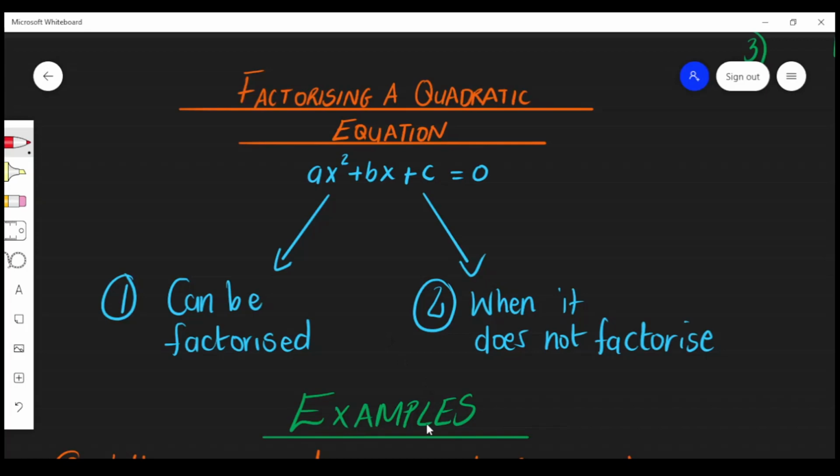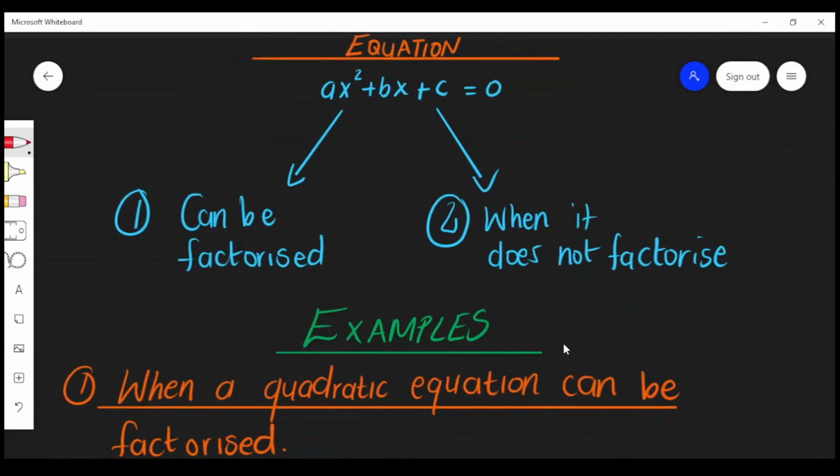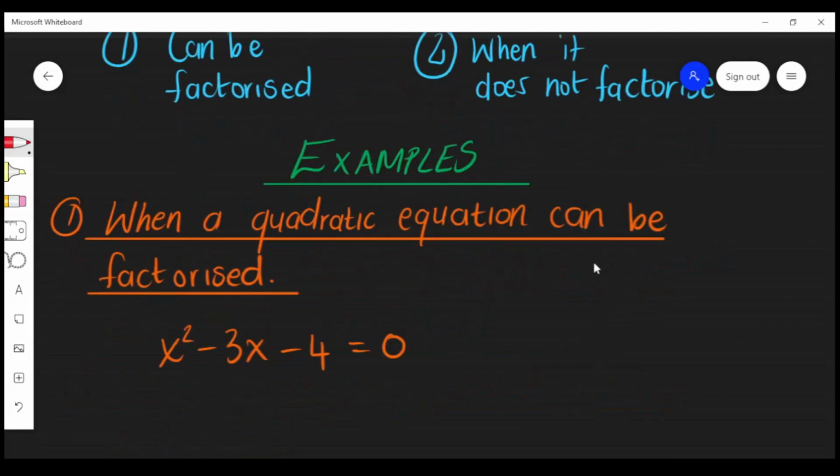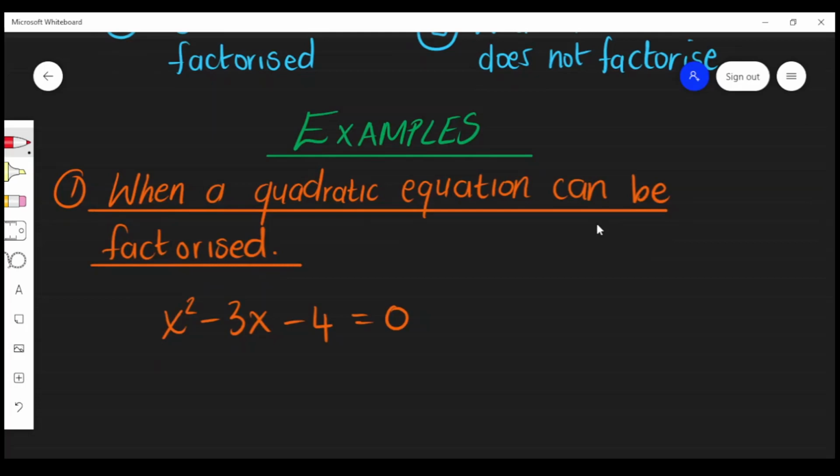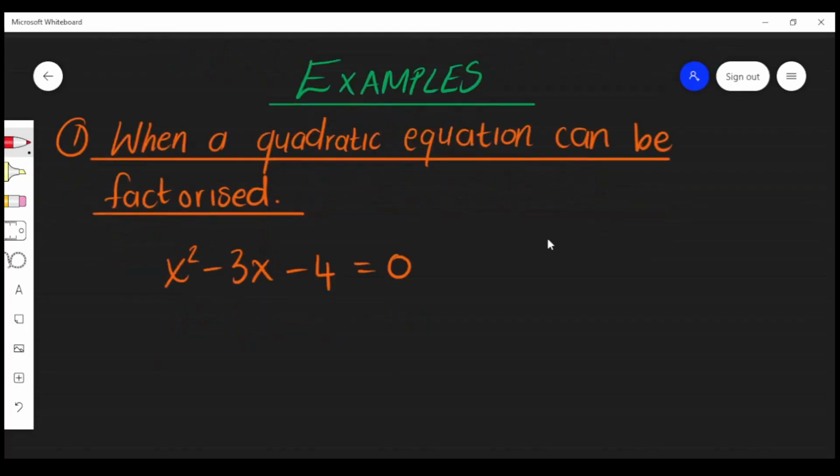All right, so in today's video I'll be looking at what happens if you're given a quadratic equation in its general form, ax squared plus bx plus c is equal to 0, and it can be factorized. So this is a quadratic equation that can be factorized. These are the steps you need to take in factorizing this type of quadratic equation.